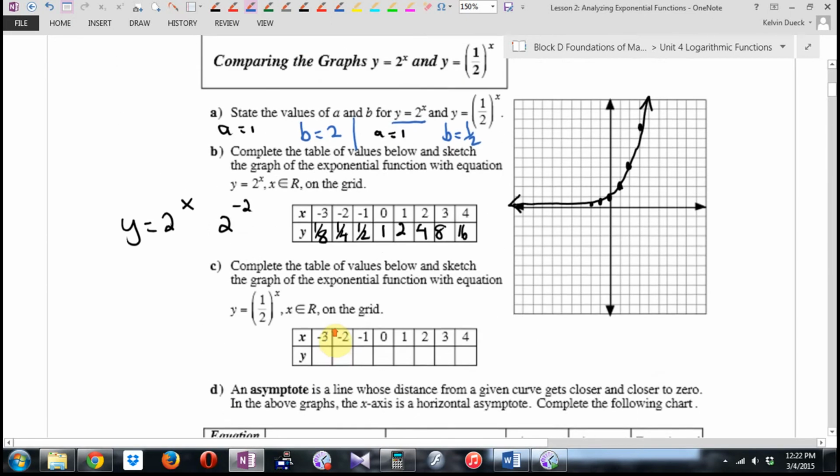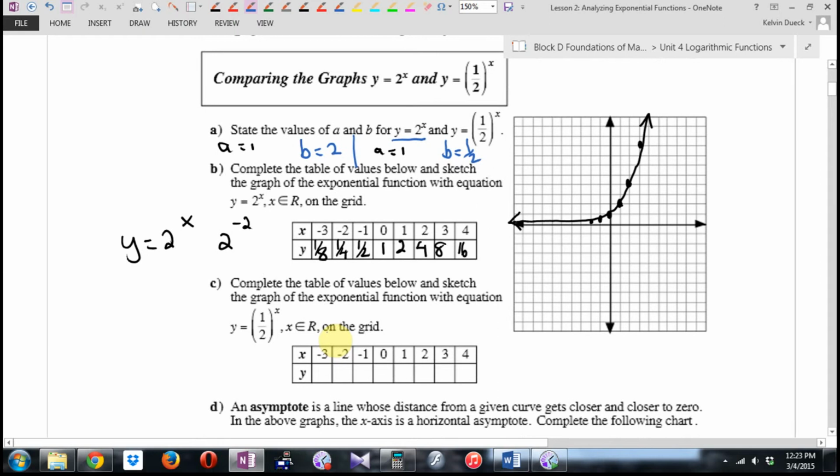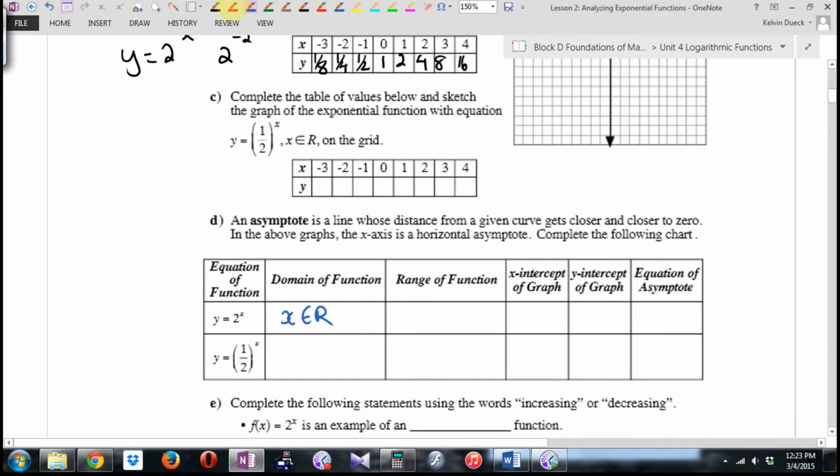What about the range? How high does this graph go? How low? It gets closer and closer to 0. Does it ever touch 0? No. So if it touched 0, don't write this down, we would go like this. But does it touch 0? Well, then we delete the or equal to, just everything above 0.